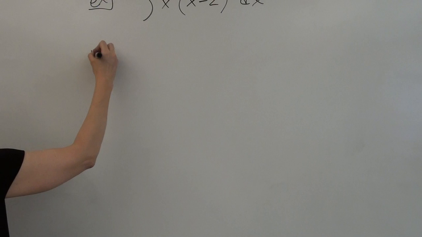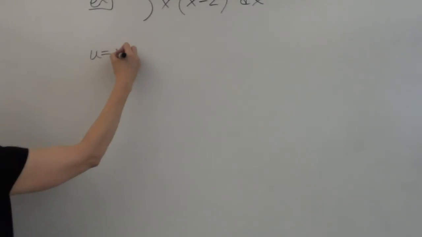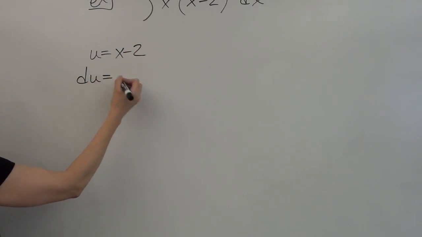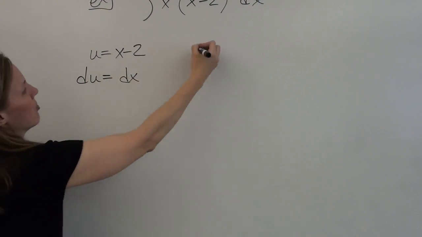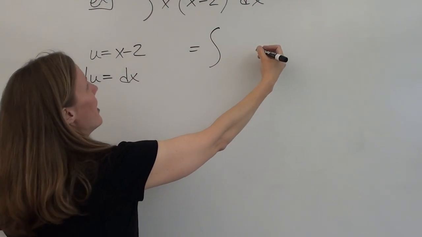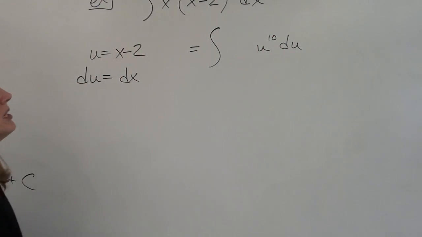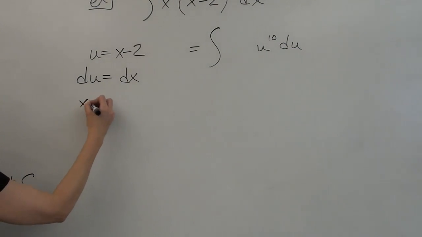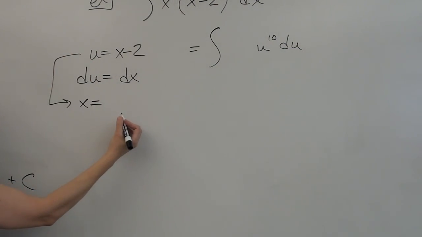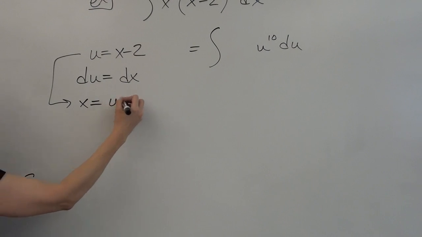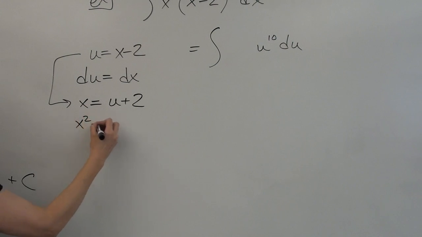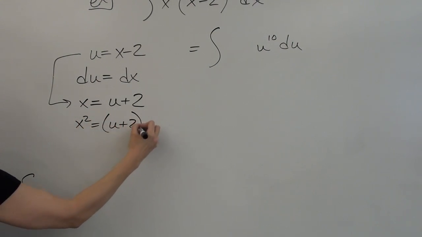What's u? x minus 2. So du is, again, dx. We go through, we write our function, so we have u to the 10th, and dx is du, but what's unaccounted for? x squared. x squared. u minus 2 squared. Well, so we know x equals u minus 2. Close, u plus 2. Oh, yeah. We want x squared, so we've got u plus 2 squared.